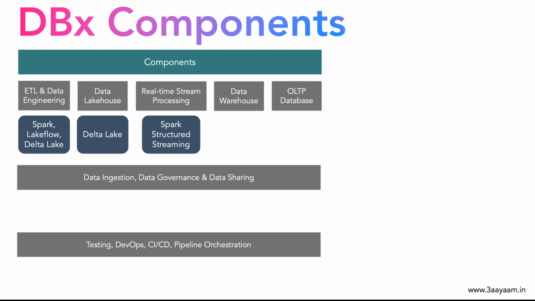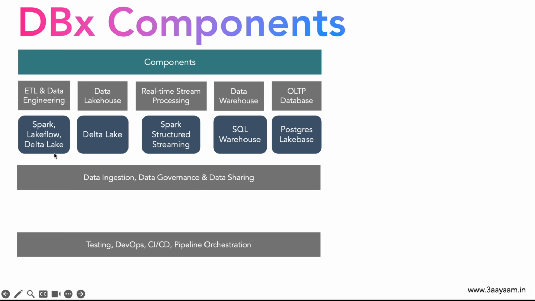The real-time stream processing is handled by Spark Structured Streaming. So Spark is there in both batch processing and stream processing. Then there is data warehouse, which is handled by SQL warehouse in the Databricks world. And as I told you, the OLTP database is new in Databricks' Data Intelligence Platform. The name of the OLTP database is Lakebase, which is built on top of the PostgreSQL open source database.